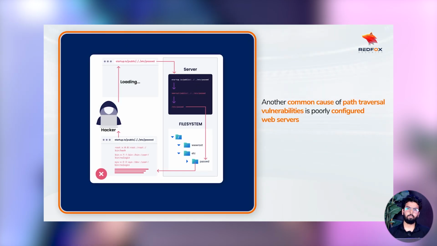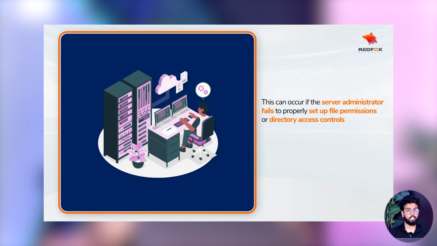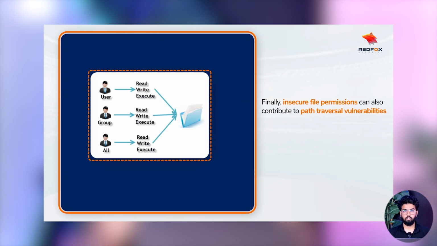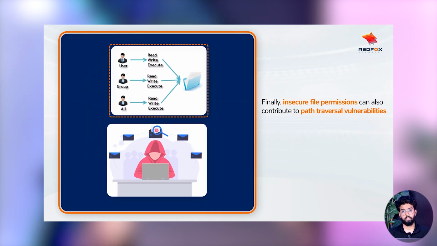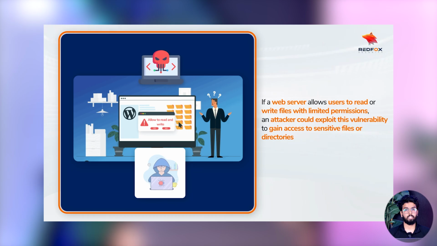Another common cause of path traversal vulnerabilities is poorly configured web servers. In some cases, a web server may be configured to grant access to sensitive directories that should be restricted. This can occur if the server administrator fails to properly set up file permissions or directory access controls. Finally, insecure file permissions can also contribute to path traversal vulnerabilities. If a web server allows users to read or write files with limited permissions, an attacker could exploit this vulnerability to gain access to sensitive files or directories.